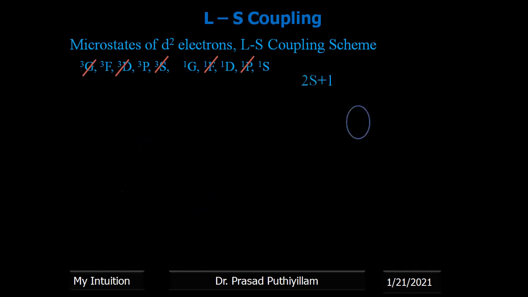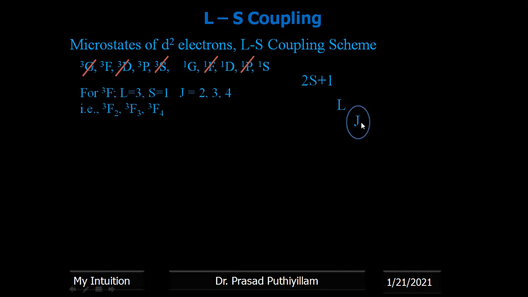Then for J values, the term symbol is represented with the spin multiplicity, L and J. The J values we now need to calculate to complete the LS coupling scheme. Therefore, for triplet F, we know the L value is 3 and the S value is 1. J can be calculated from the modulus of L minus S to L plus S. L minus S is 3 minus 1, which is 2. L plus S is 3 plus 1, which is 4. Therefore 2 to 4, that is 2, 3, 4. Therefore J values are 2, 3, 4.